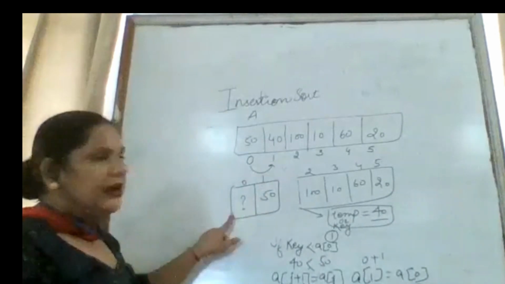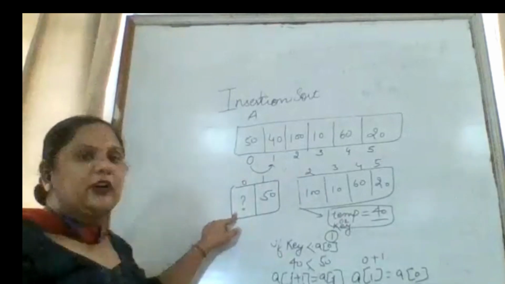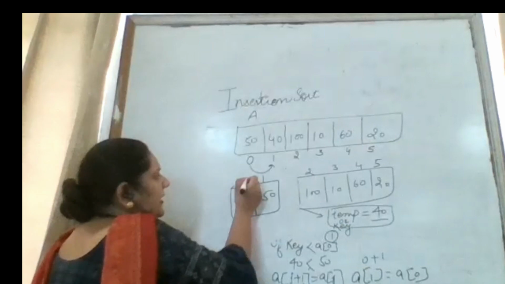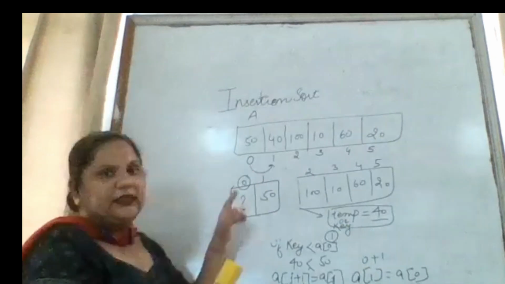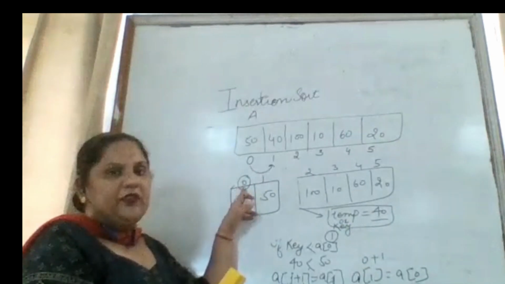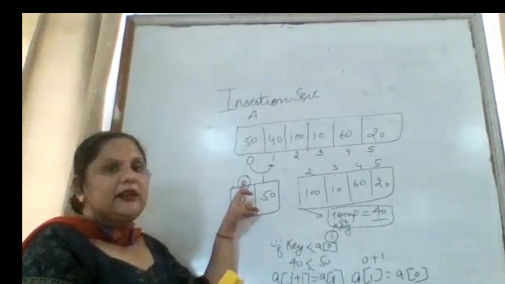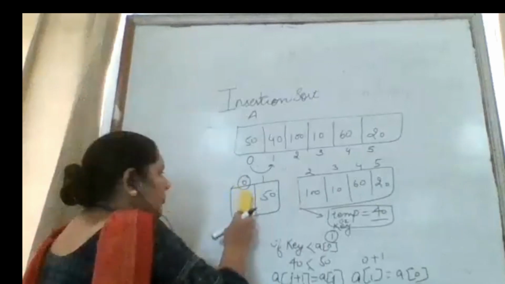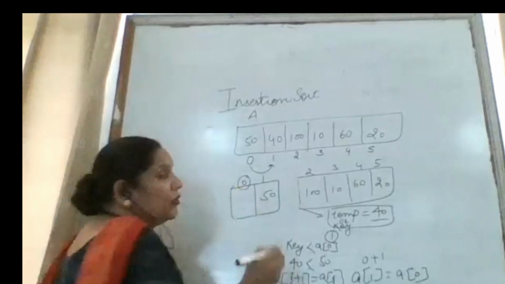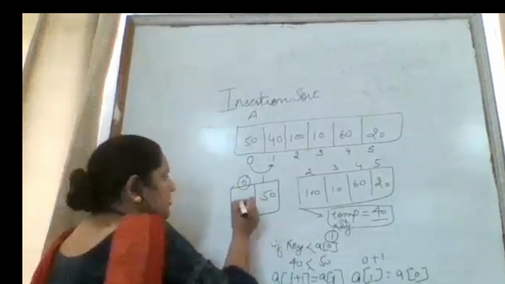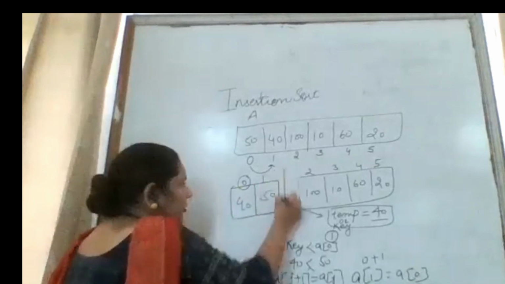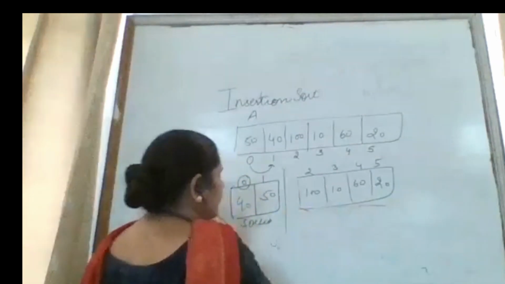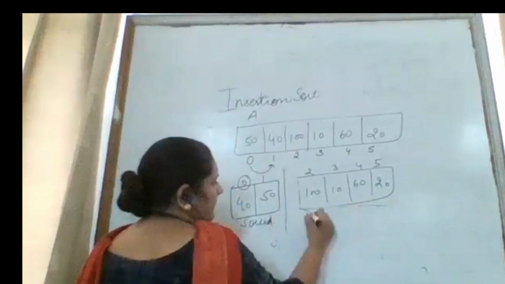So 50 is here, and we put a question mark here because we are not directly going to put 40 here yet. If the index has reached the beginning position, that is 0, that means there are no more elements, and we have no comparisons to be done. So we will put 40 here. Now this becomes the sorted list and this becomes the unsorted list.